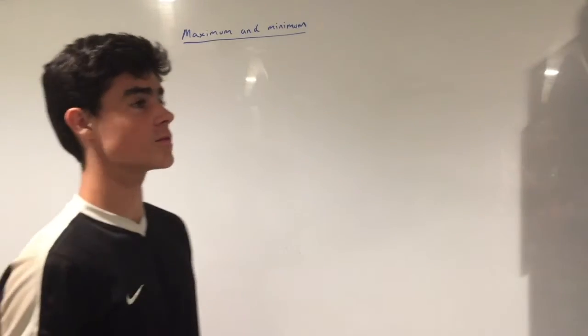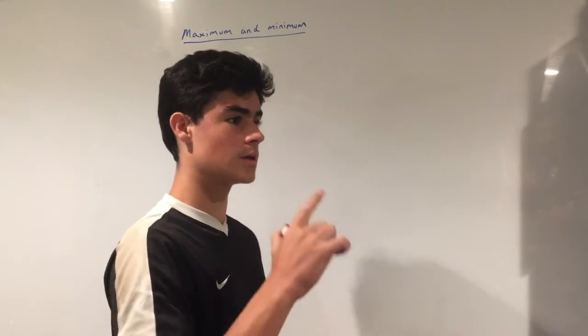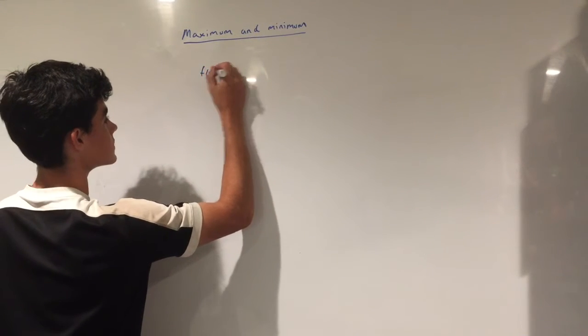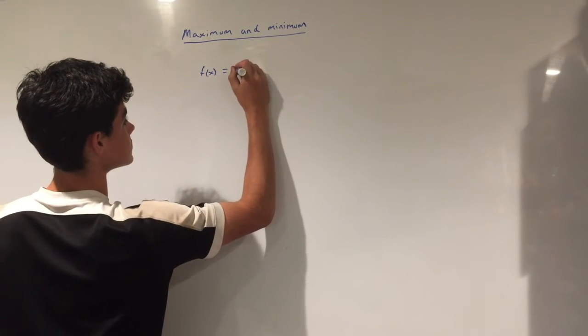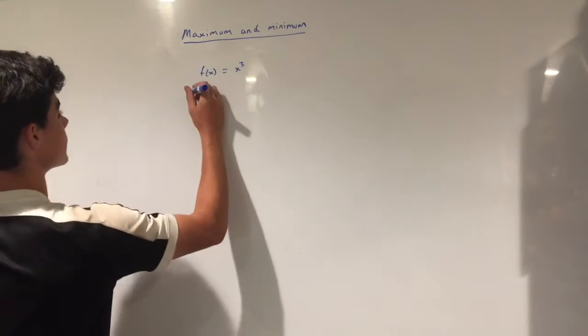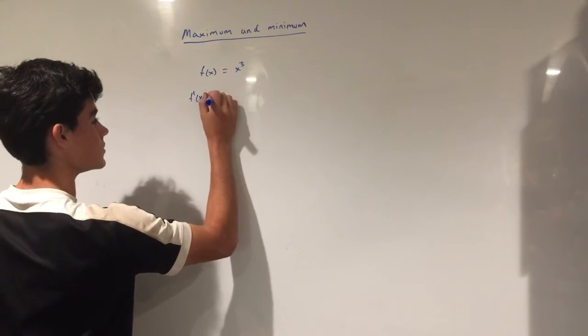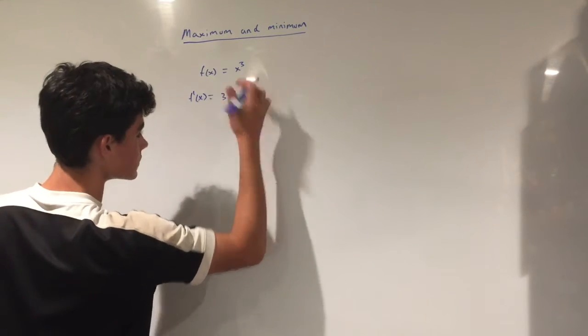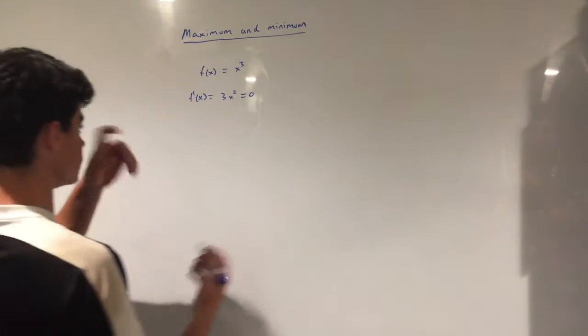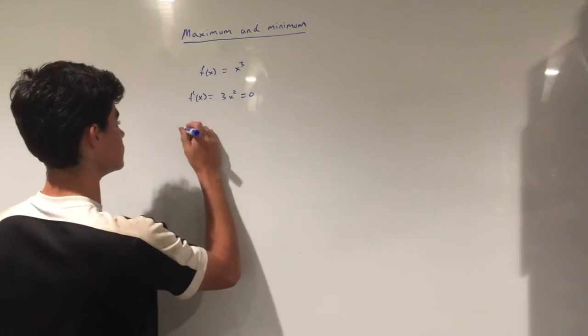So, let's take the graph of the function f of x is equal to x cubed. So we go through our path, right? So f prime of x is equal to 3x squared. Take the derivative, set it equal to 0. Okay, so we solve it out. We end up with x equals 0.